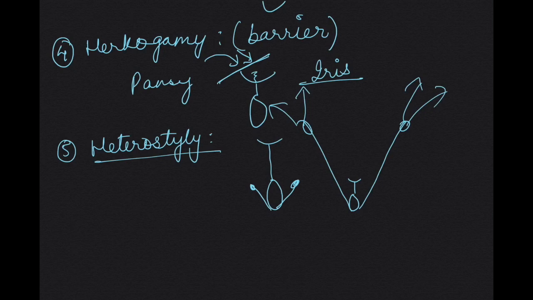Children, on page number 40, there is a table, that is table 5.1, which shows the differences between self-pollination and cross-pollination. Okay, there are 7 differences which we have already discussed. So please go through that table.